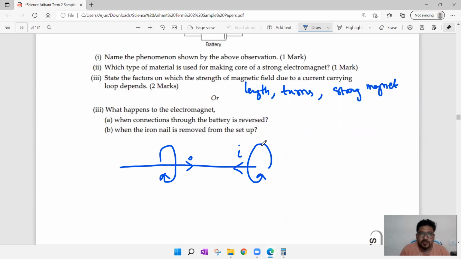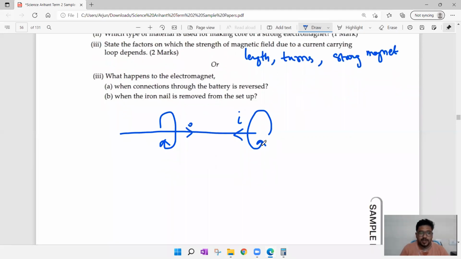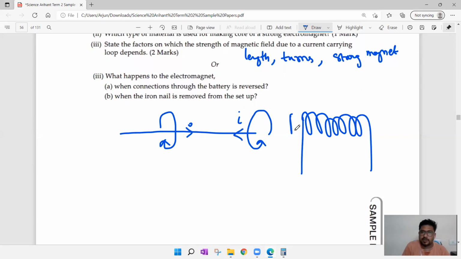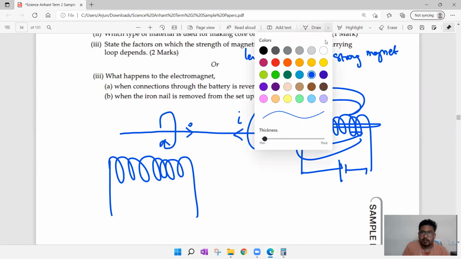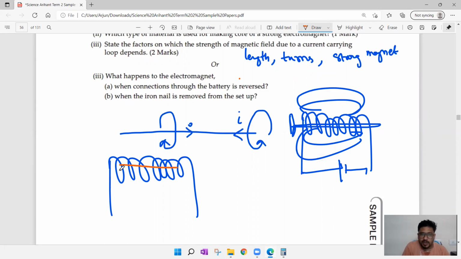B, when the iron nail is removed from the setup, what happens? Strength of electromagnet will decrease, because you see, this is the coil where they have introduced the iron nail, and when current is passed through it, magnetic field is produced. In the middle of the coil, magnetic field is uniform, so this iron nail behaves like a magnet, and only then can it attract other iron nails. If this is removed, strength of electromagnet will decrease, simple.